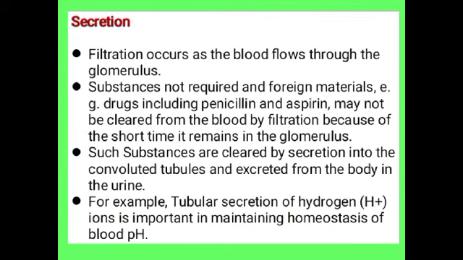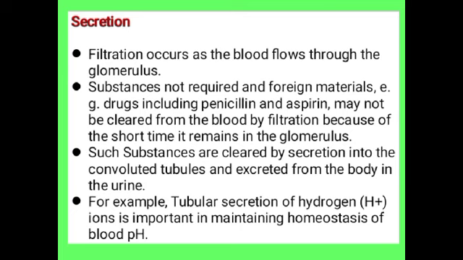Then the last segment of urine formation is secretion. Filtration occurs as the blood flows through the glomerulus, but substances not required and foreign materials, like drugs such as penicillin and aspirin, may not be cleared from the blood at the glomerulus level due to the limited time that the blood remains in the glomerulus. Having that being the case, such substances are cleared by secretion into the convoluted tubule and excreted from the body in the urine. Mostly this occurs at the distal convolution.